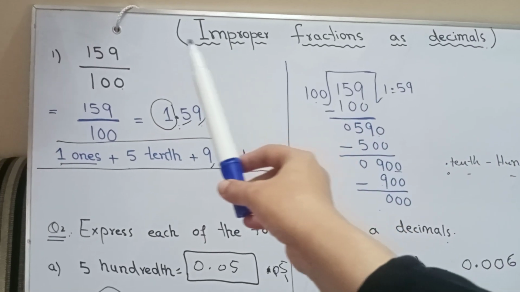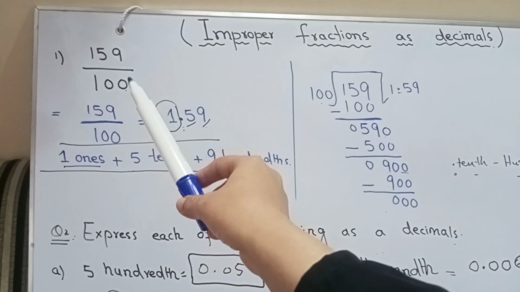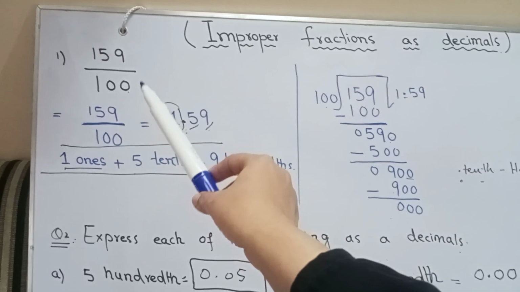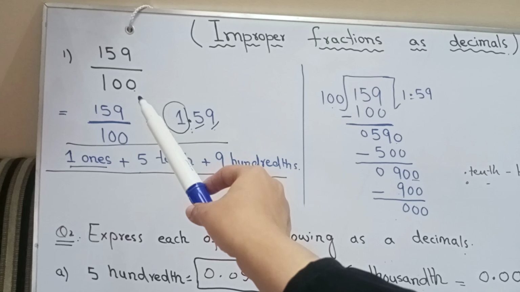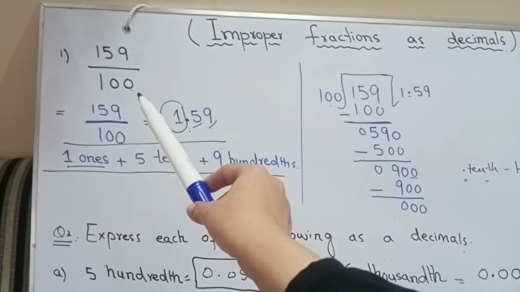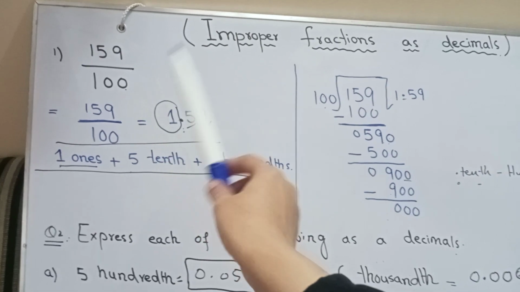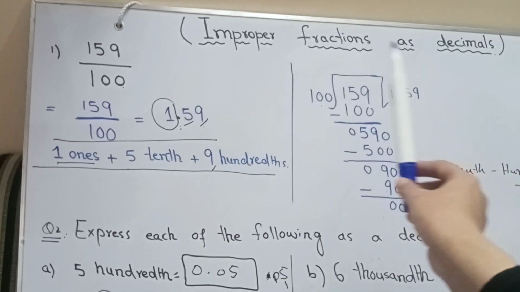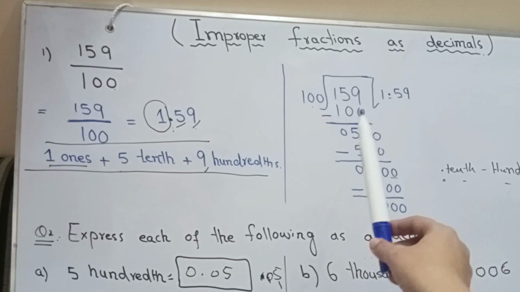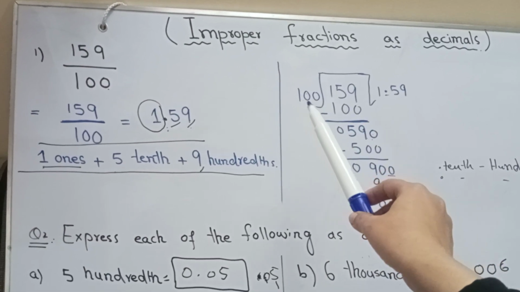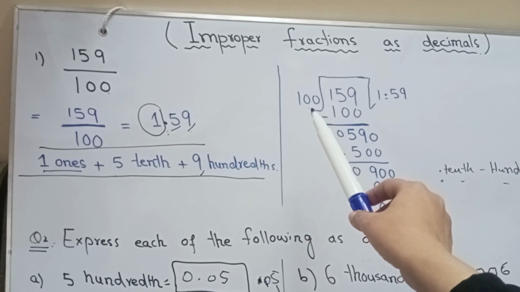Improper means a fraction which has a numerator greater than the denominator. If you see this kind of fraction, you can say this is an improper fraction. It must be changed into whole numbers, and here our question is about decimals, so it must be changed into decimal. Now how? For 159, we divide by 100.